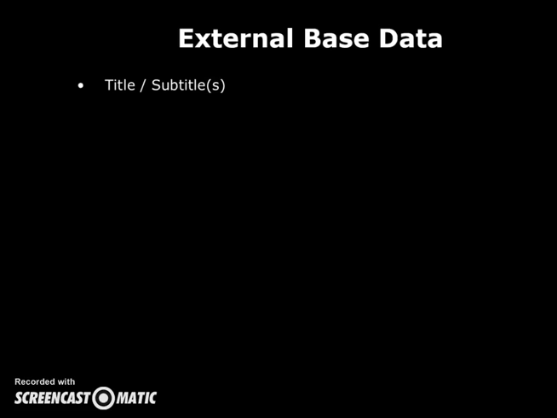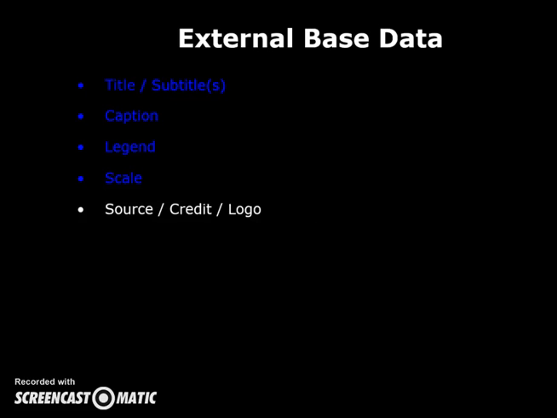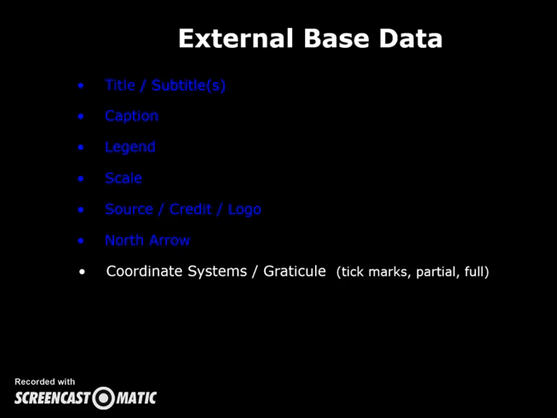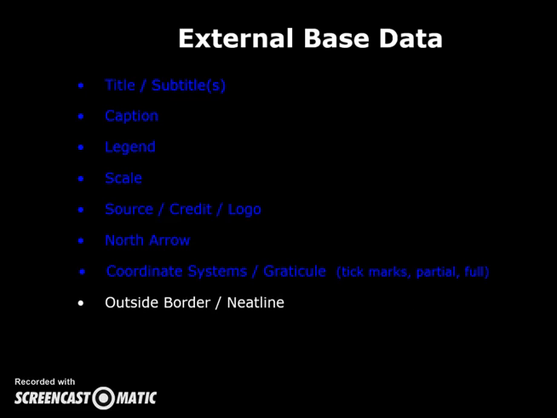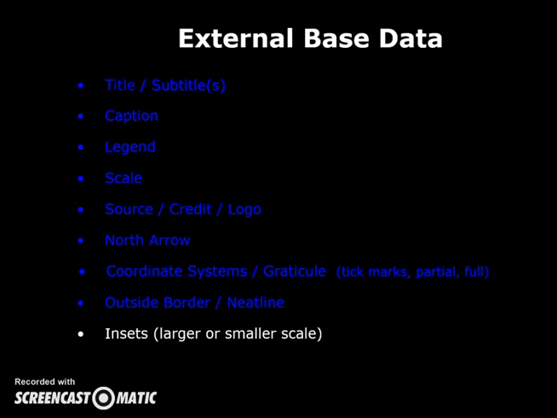So for example, the title and subtitles. Okay, this is something that's up to you. You're the map maker, you are the collector of the data, you have the flexibility to make a title. These are the captions, these are the legends, these are the scales. This is the source, the credit, and the logo. The north arrow, you can choose to put it in the lower right-hand corner, upper left-hand corner. You can choose the different styles of north arrow. You can choose the coordinate system or graticule that you would like to show on your map. You can choose an outside border or a neat line around your map. You may want to have a smaller inset map that shows the general location of the map. Or you may want additional notes to help the map reader understand what you're talking about.